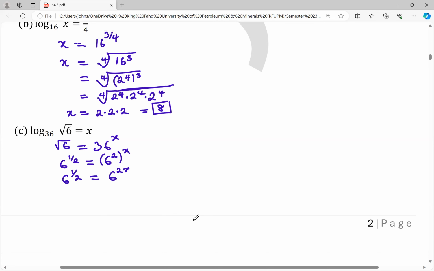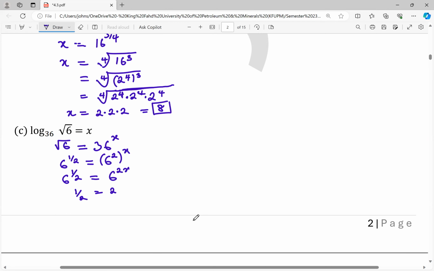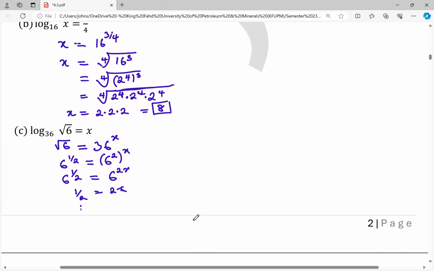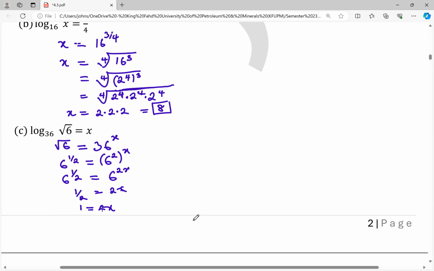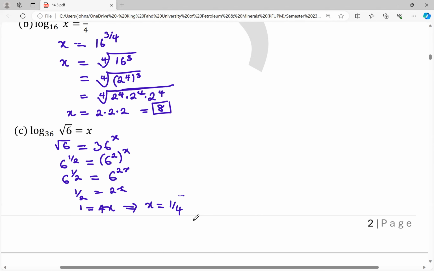So here now we can drop the powers, we can drop the bases. So we have half equals 2x. And that simply means that 1 equals 4x. And this means that our x is equal to 1 over 4.